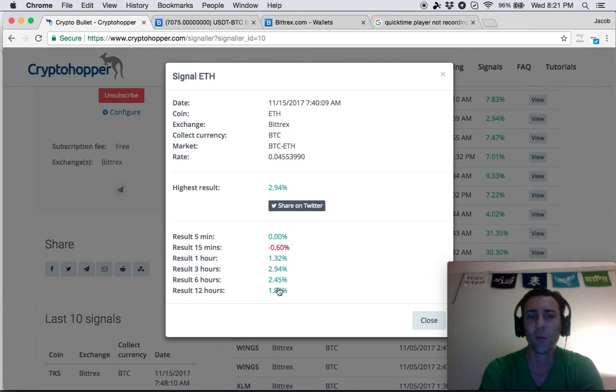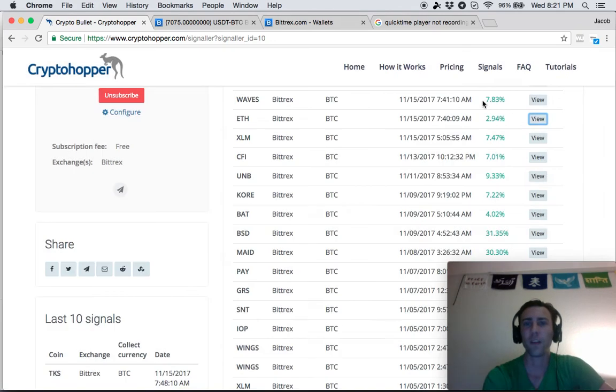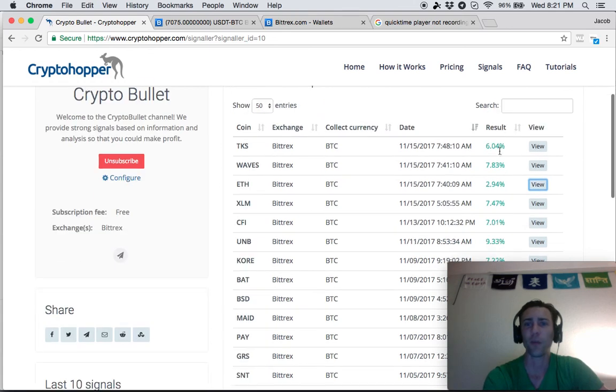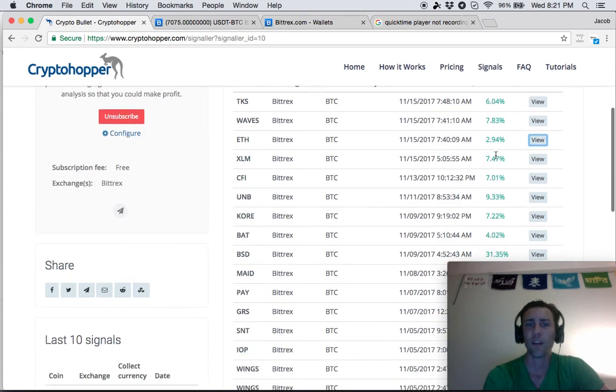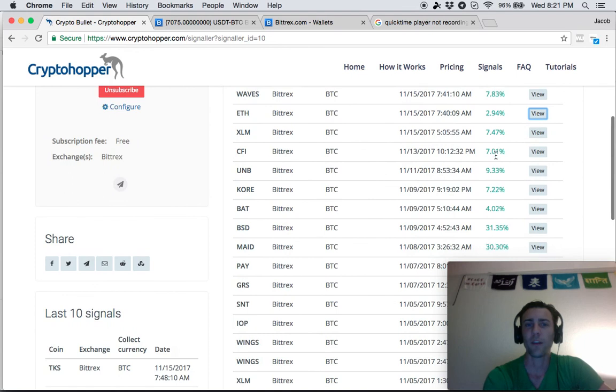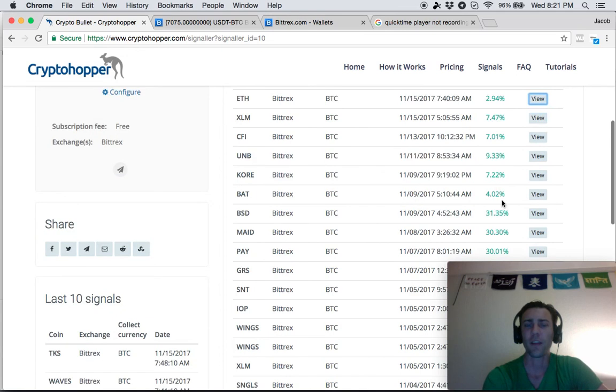After 12 hours, it's at 1.89. It's just been really flat for the day. So anyway, hopefully that will pop up and go ahead and close that out as a 3% gain instead of a 6% stop loss close. But these other ones popped today and sold pretty quickly. The Waves hit its 3%. XLM, Stellar Lumens, hit. CFI I didn't have in there, UNB I didn't have, Core I didn't have. I think the last signal before that was BAT, and that also hit it, Basic Attention Token.